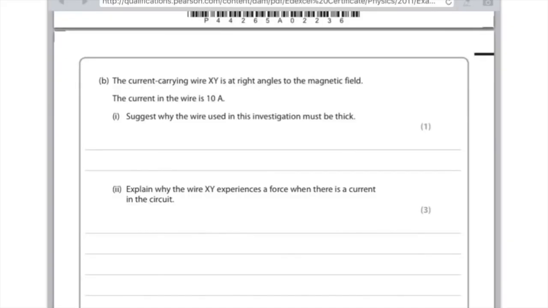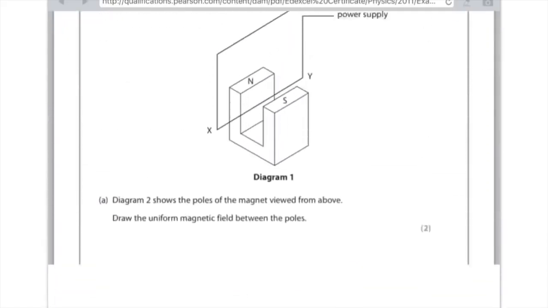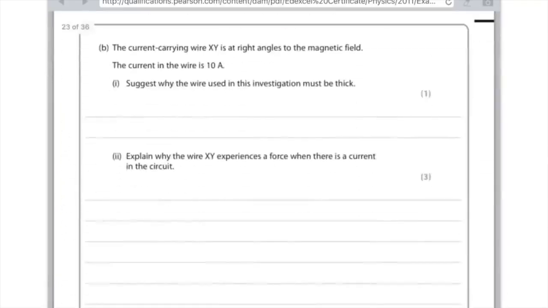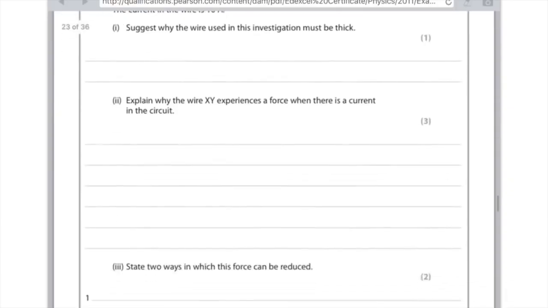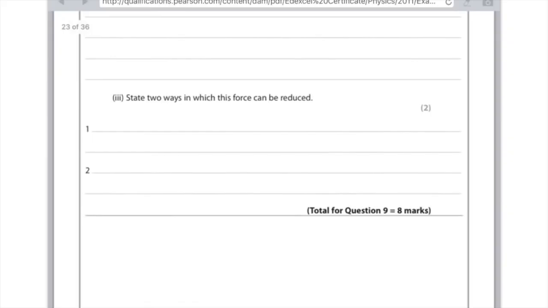Explain why the wire XY experiences a force when there is a current in the circuit. So have another look here. This is quite hard, but just say that the magnetic field of the wire interacts with the magnetic field of the two magnets, and you actually get a mark for just mentioning Fleming's left-hand rule. These questions are strange with electromagnets. Just write down everything you know, even if you're worried about whether it actually fits the context of the question. State 2 ways in which this force may be reduced. Okay, you could reduce the current, or you could use less powerful magnets.